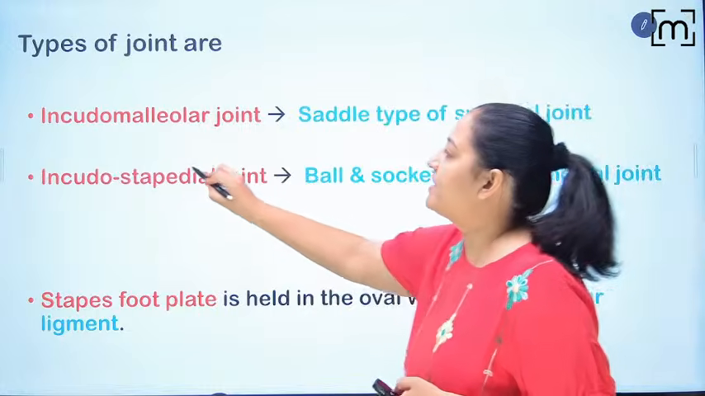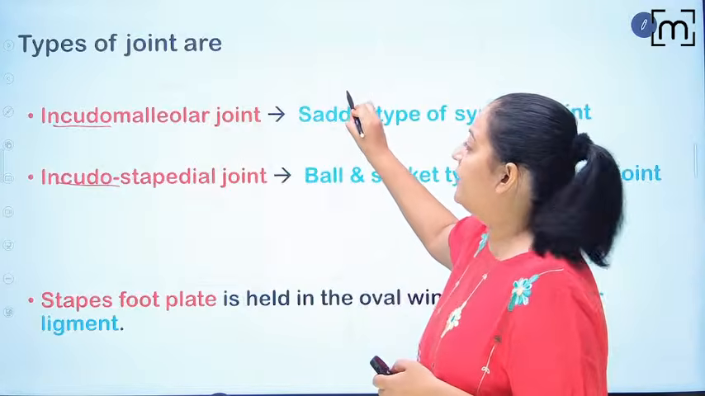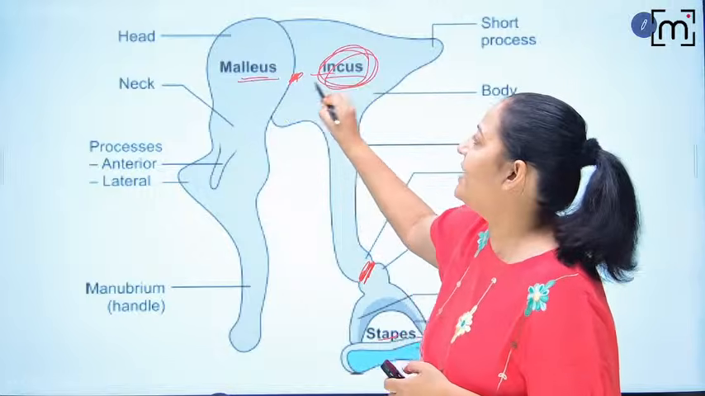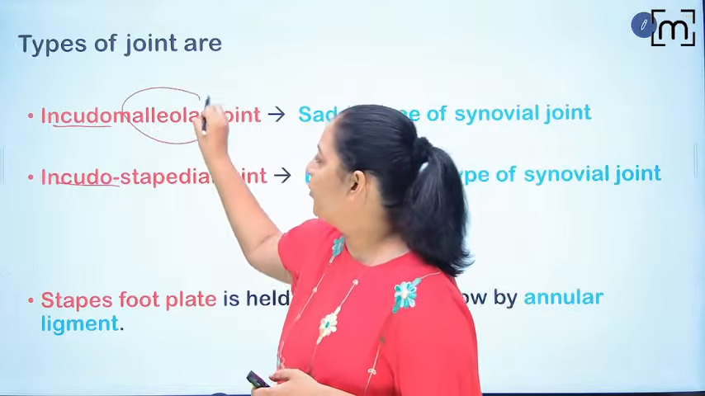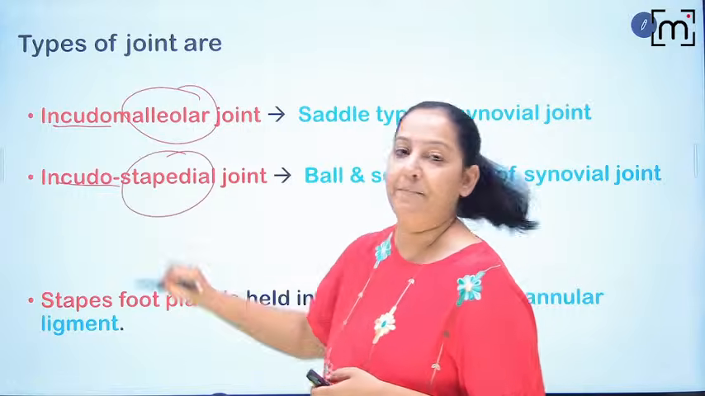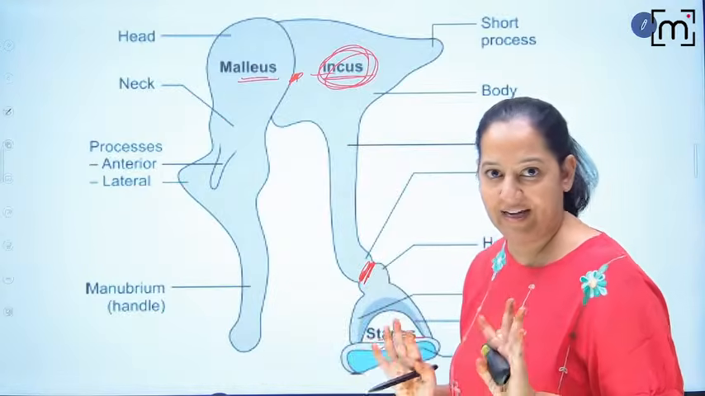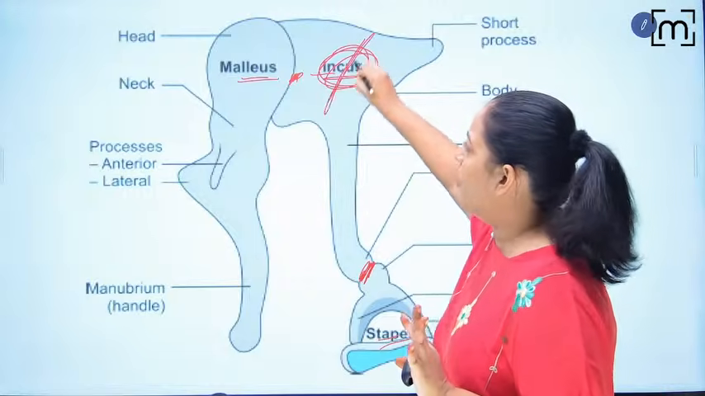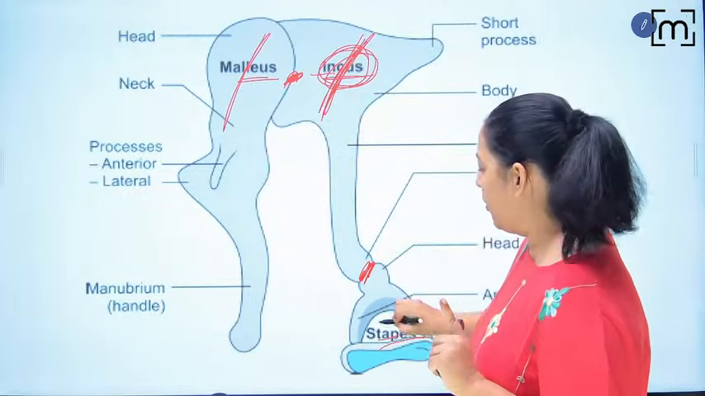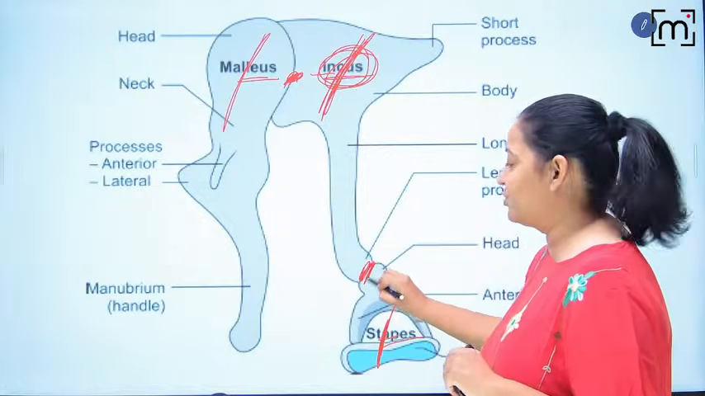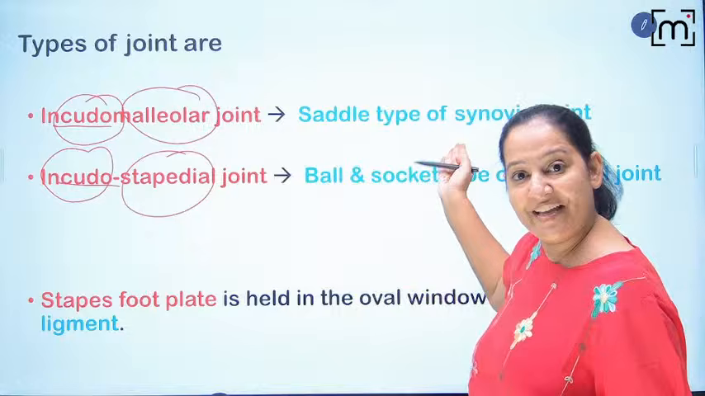The name of the joint is incudo. Incudo means incus. Incudo malleolar joint and incudo stapedial joint. Incudo means incus. I hope you are getting it. I am saying incudo malleolar means this joint, and incudo stapedial means this joint. So name the joint, people. First you have to learn these 2 names, then tell me the exact type of joint.